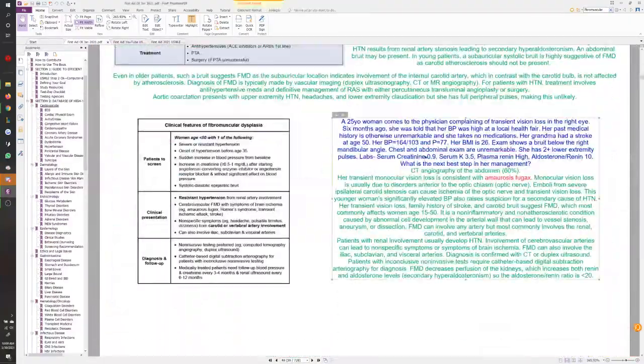Okay, right here. So if you look at this question, 25-year-old woman comes to a physician complaining of transient vision loss in the right eye. Same exact thing. 6 months ago, she was told that her blood pressure was high at a local health fair. Her past medical history is otherwise unremarkable. She takes no medications. Grandma had a stroke at age 50.